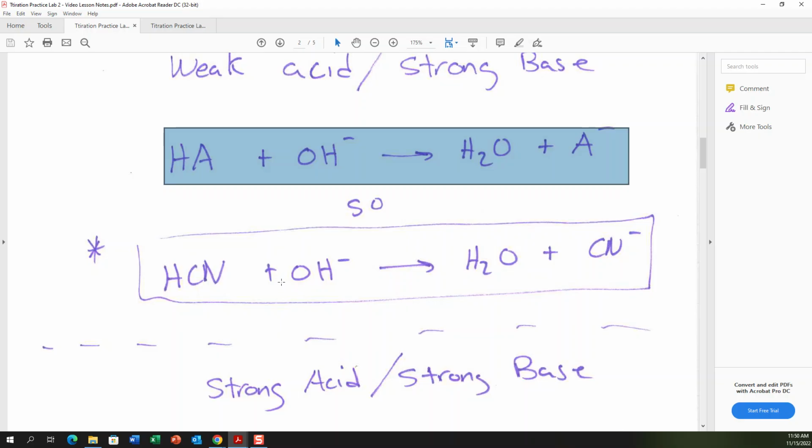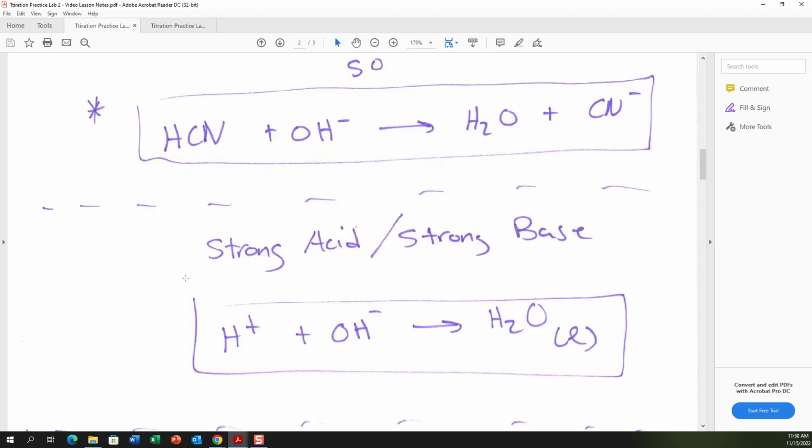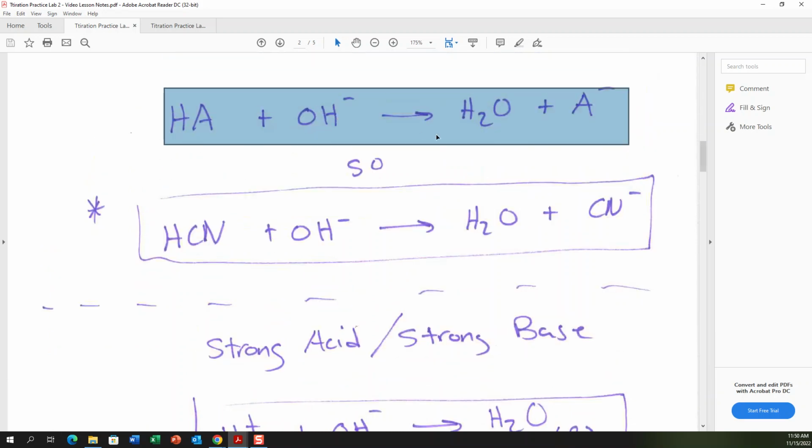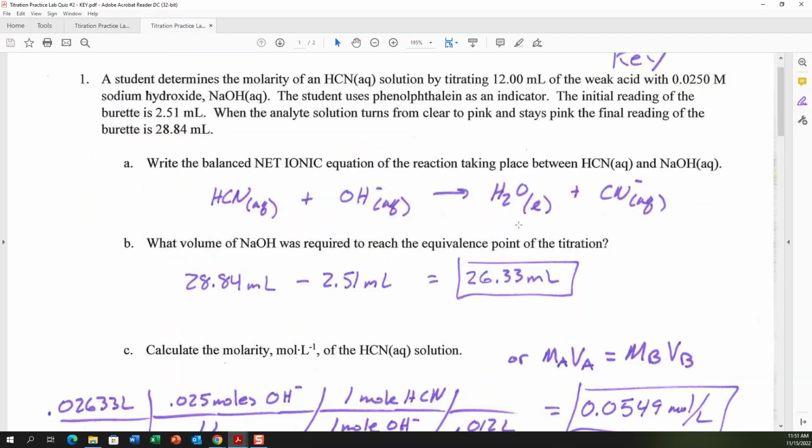Okay. Understand that if this had been a strong acid instead, like HCl or HNO3 or something like that, then this is the net ionic equation. An H plus plus an OH minus yields water. But when it's weak and strong, this is what it's going to look like. All right, so that's our net ionic equation.